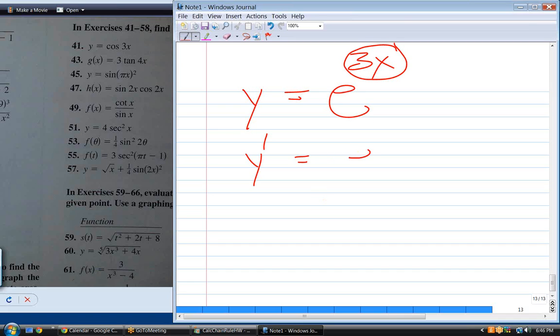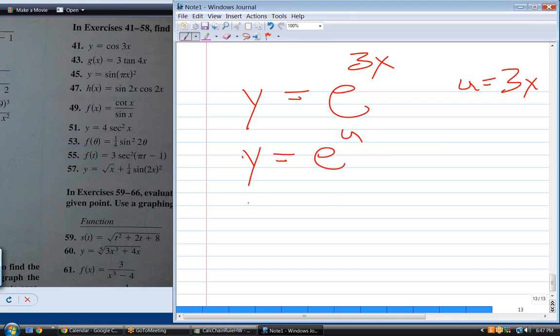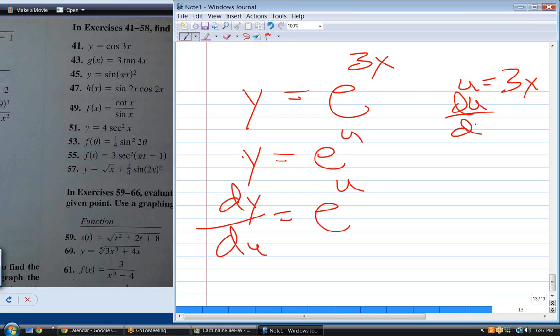So the derivative of the outside is the same thing you started with, times the derivative of the inside. And how did I know what to make the inside? In this case, it's pretty obvious. There can only be one inside. But I'm going to do that because now y is equal to e to the u, and I know what dy du is. That's e to the u times du dx, which is 3. So I end up with 3e to the 3x.